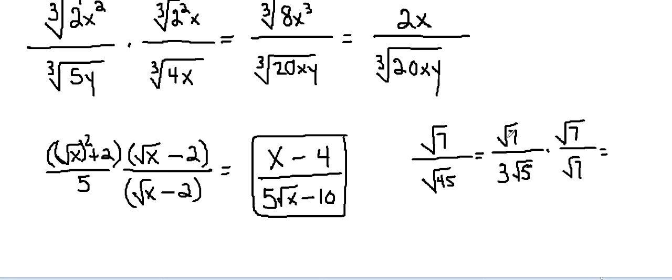So this becomes square root of 7 times the square root of 7 is 7 over 3 square root of 5 times square root of 7, which is 3 square root of 35. 5 times 7 is 35. And there you have it. That's all. So this is rationalized. You can see I got a 7 in the numerator, and bingo, that's it.